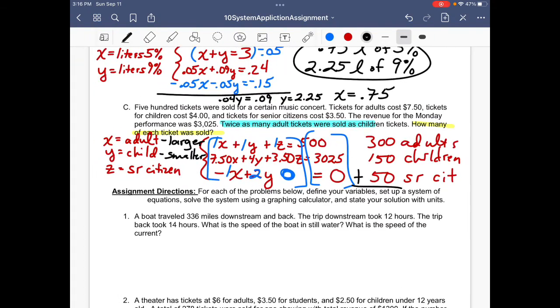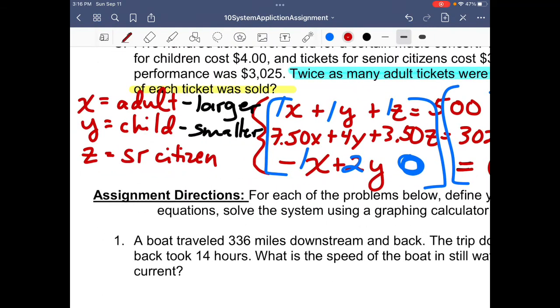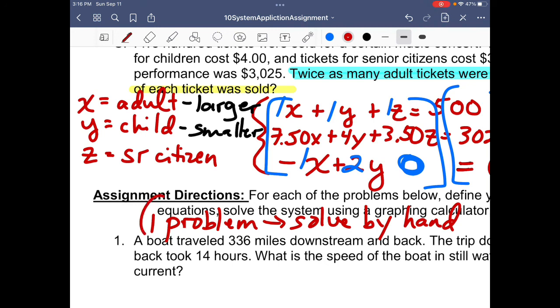I am going to add this to the directions. It should be in the directions, but I'm going to add it there. One problem, just one, you have to solve by hand. That means that one problem, you can't use Desmos. You have to use either a nice little substitution or elimination method. And I bet you're going to have at least one problem where you feel like you can do that. So that is going to be part of the requirement. All right. It's all yours.